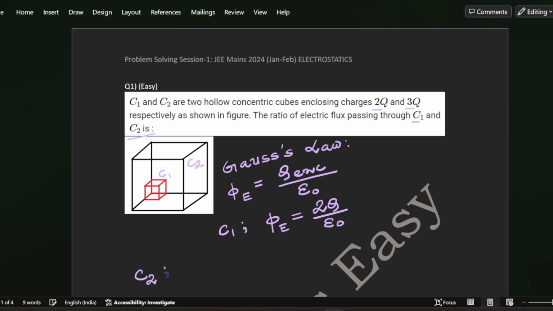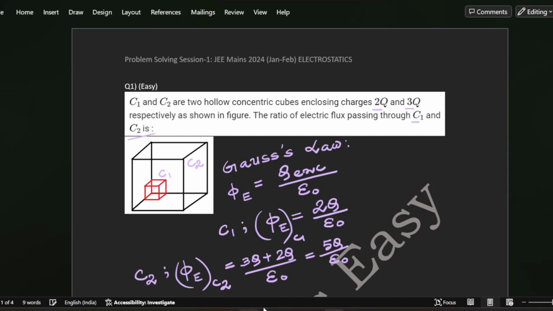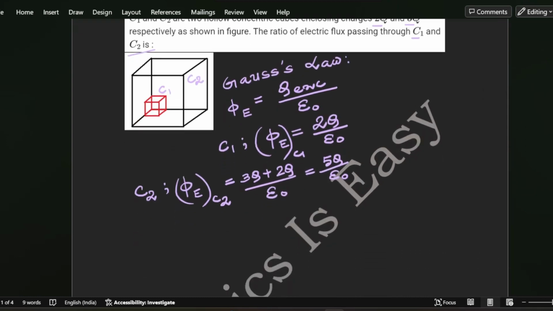Similarly, for the larger cube C2, this will be the charge enclosed independently by C2, as well as, since C1 is inside C2, its charge, that is the 2q charge, will also be added. So it will be a total of 3q plus 2q divided by epsilon naught. So we will get 5q divided by epsilon naught.